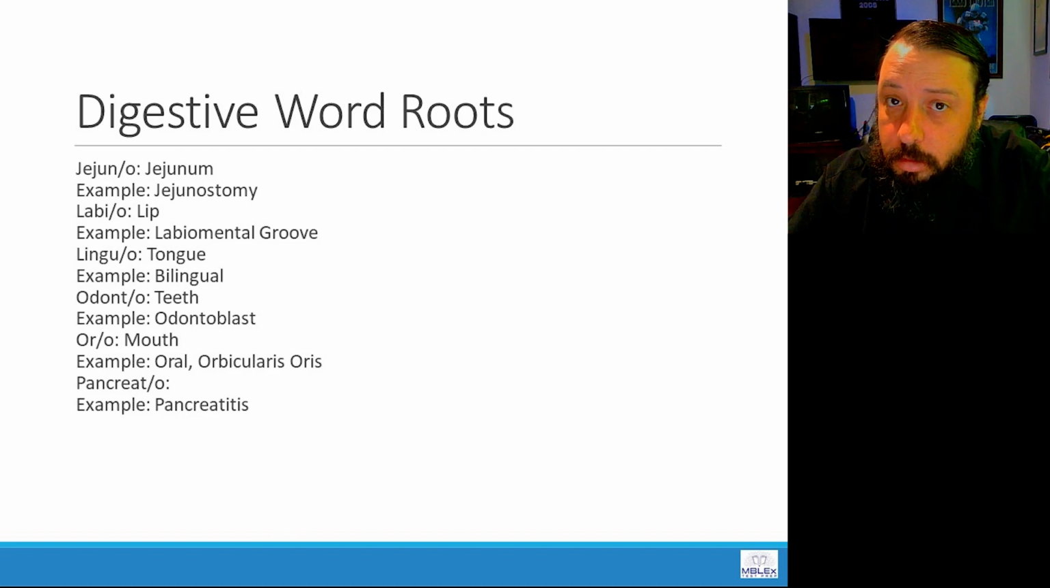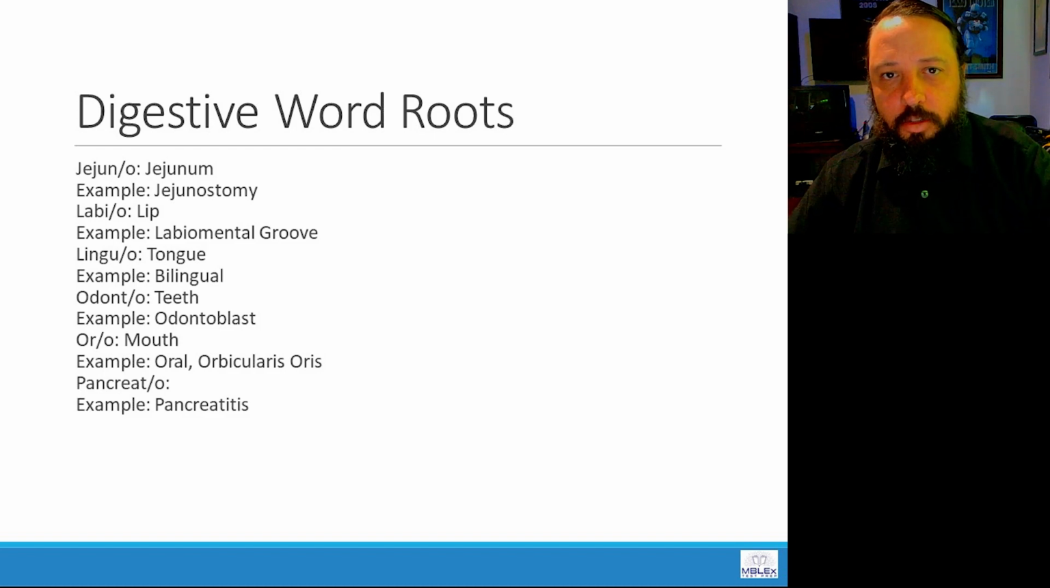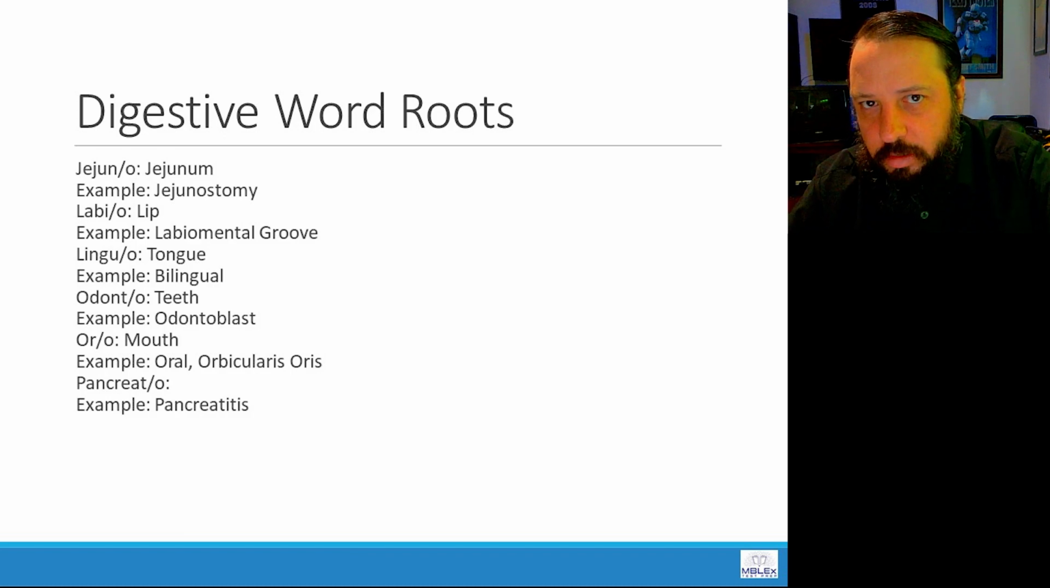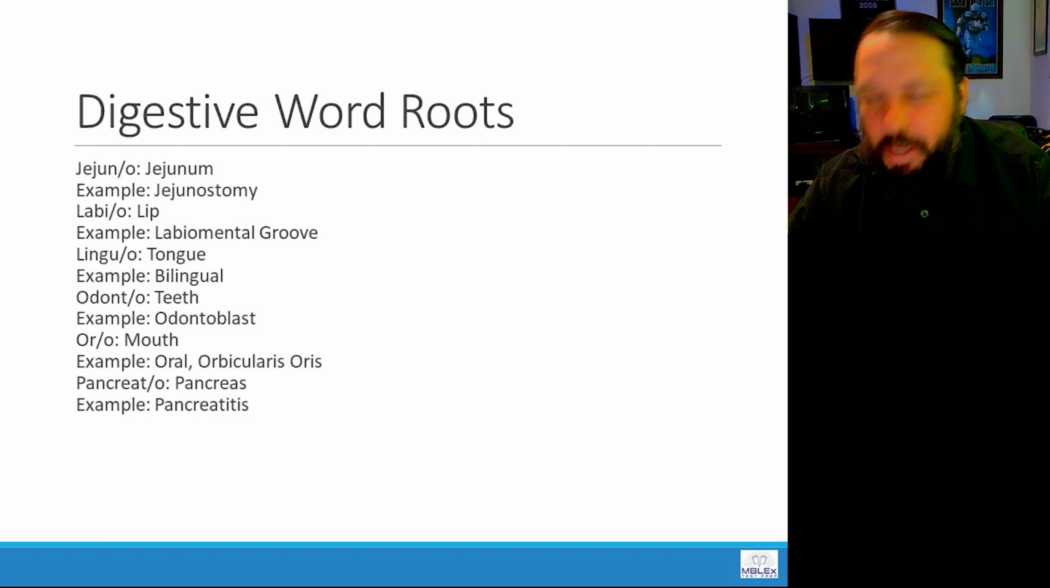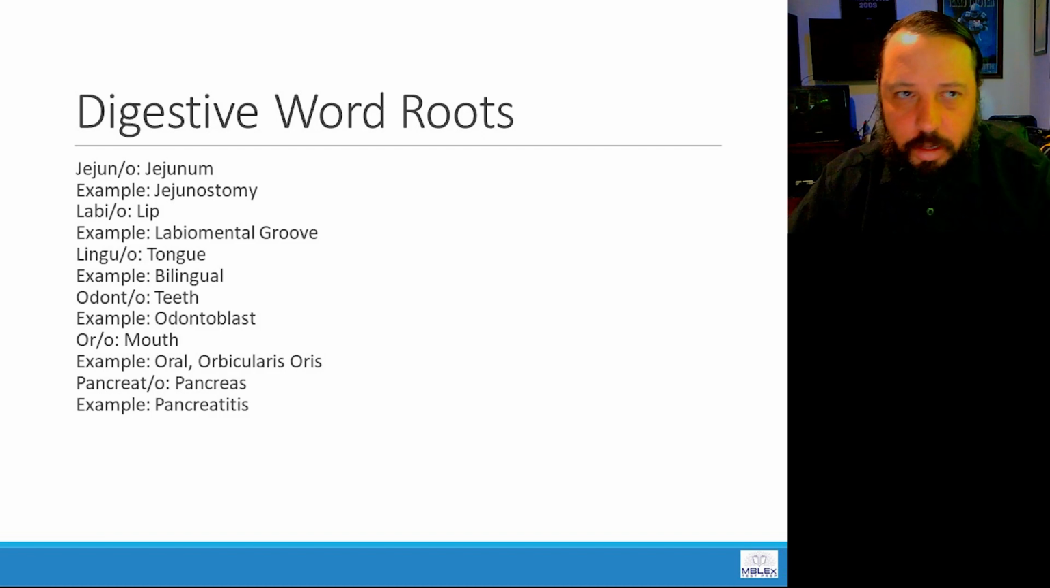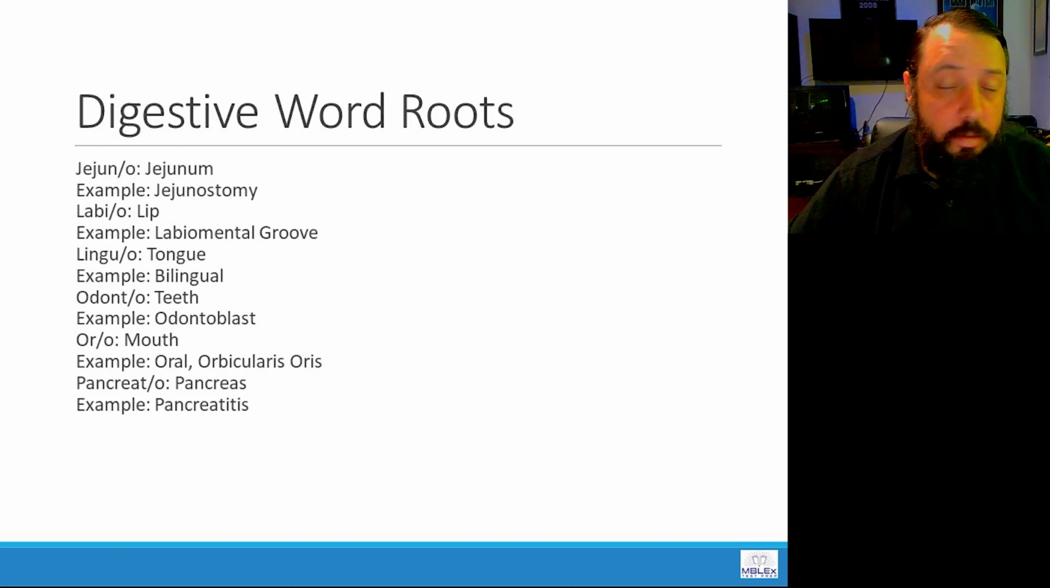What about pancreato? Pancreatitis. Pancreatic juice helps to digest our food just a little bit more than the duodenum. It is the pancreas, of course. Pancreato, pancreas. Pancreatic cancer. Pancreas.